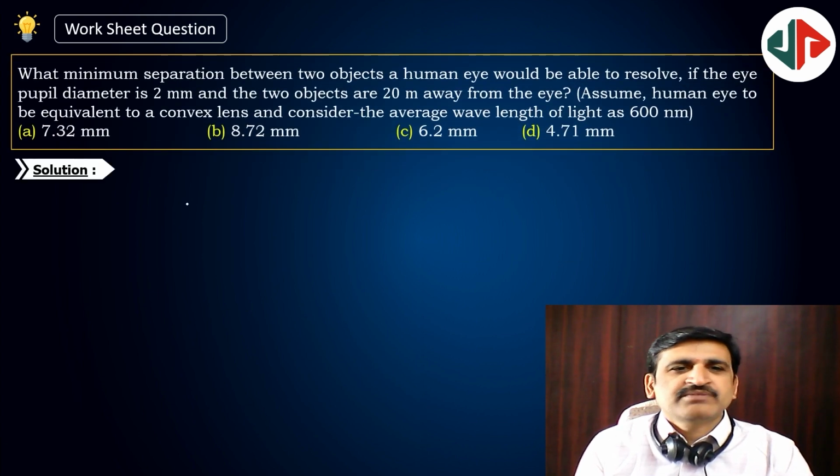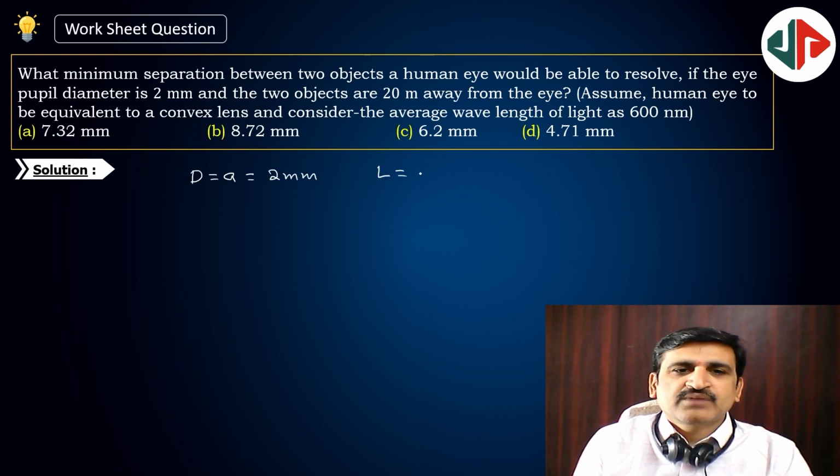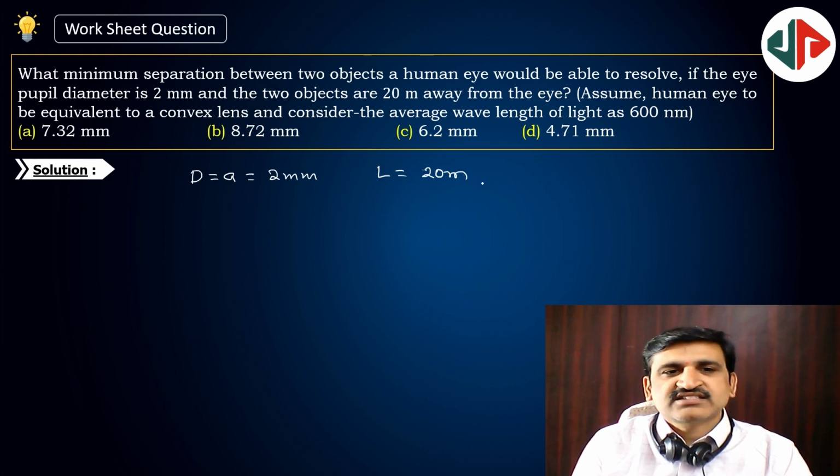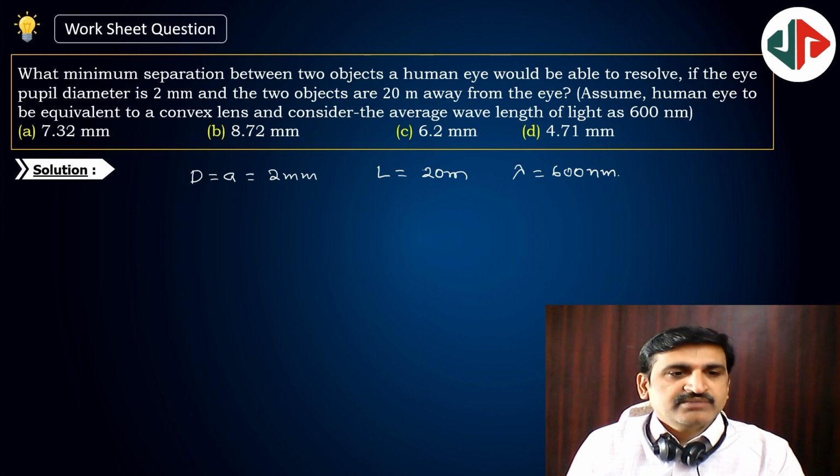What minimum separation between two objects would a human eye be able to resolve? That is only called the resolving angle. If the diameter of the eye pupil is equal to 2 mm, and the two objects are 20 meter away, sorry, from the eye. Assume the human eye to be equivalent to a convex lens. Consider the average wavelength of light is 600 nanometers. So he is asking the minimum separation between the two objects.